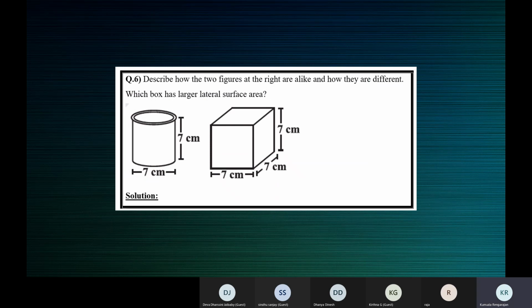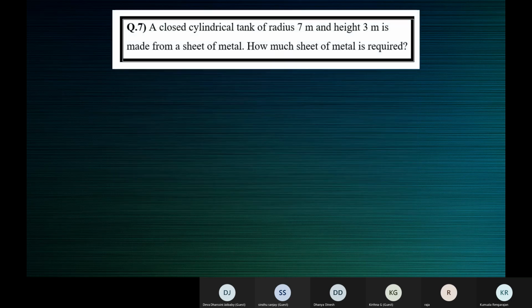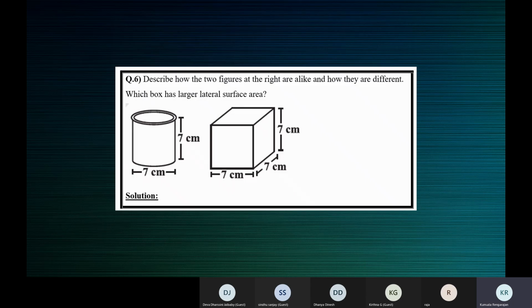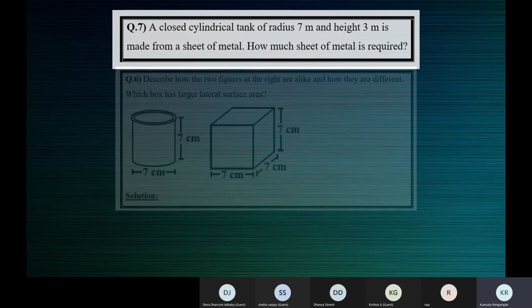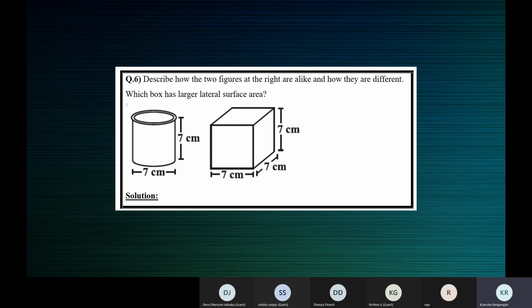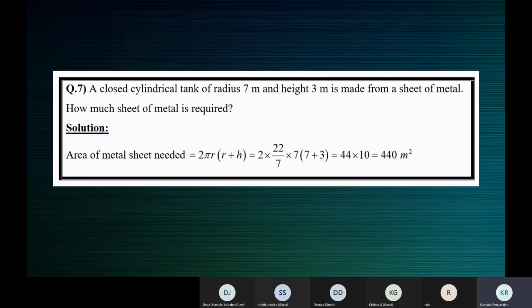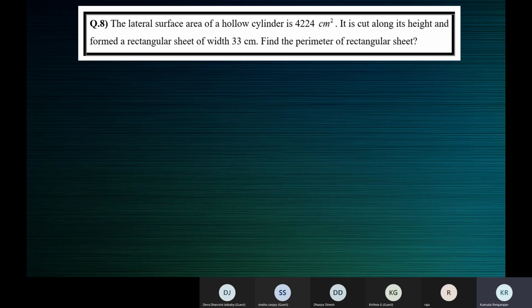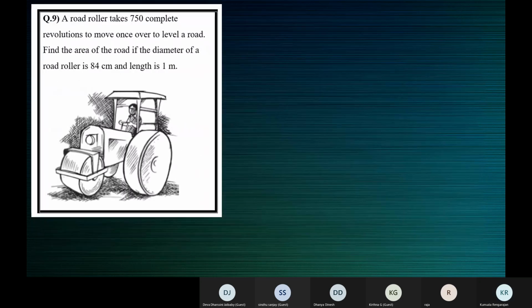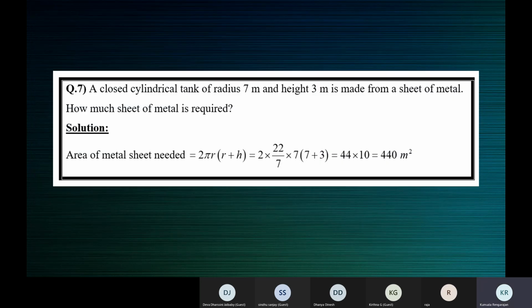Lateral surface area means curved surface area. You have to do this, children. Take a picture. You have to do this one. Where's the answer? Oh, I don't have the answer for this. One second. Okay, only finish till here, children.